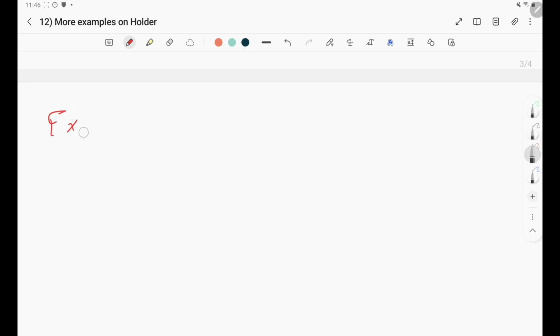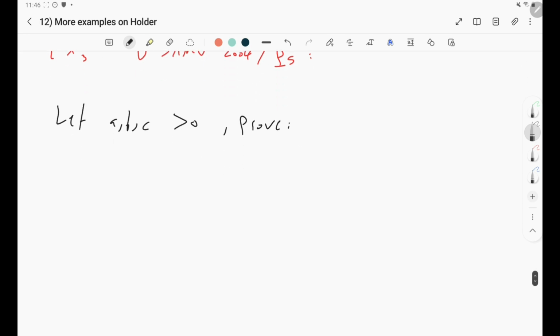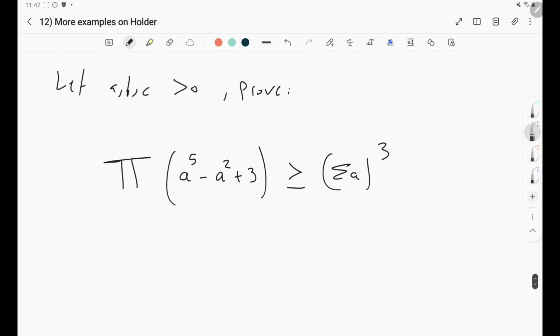Example 3. This is also a very famous USAMO question, actually, from the same year, 2004, problem 5. Here, we're given 3 positive numbers. We need to prove that the product of a to the 5 minus a squared plus 3 is greater than or equal to sigma a, all cubed. Alright, what can we do with this question?